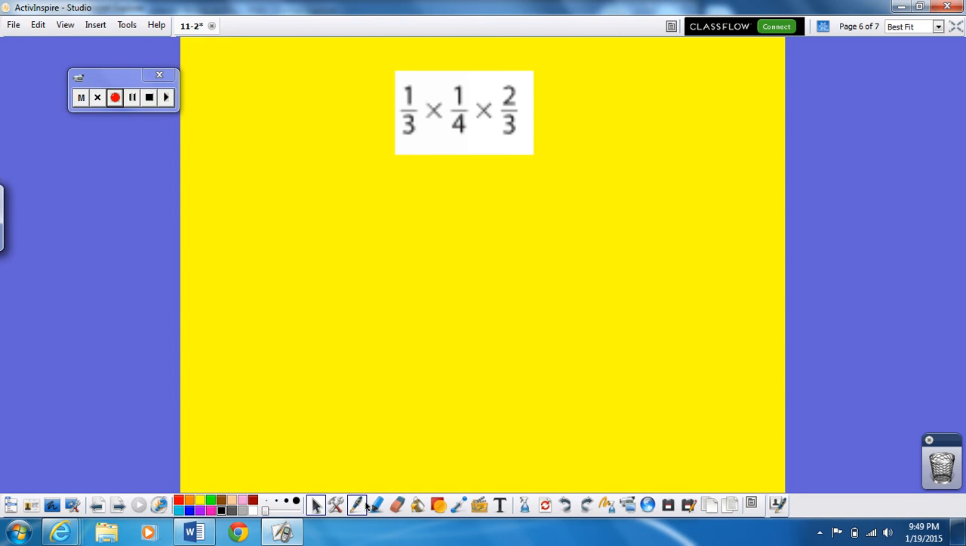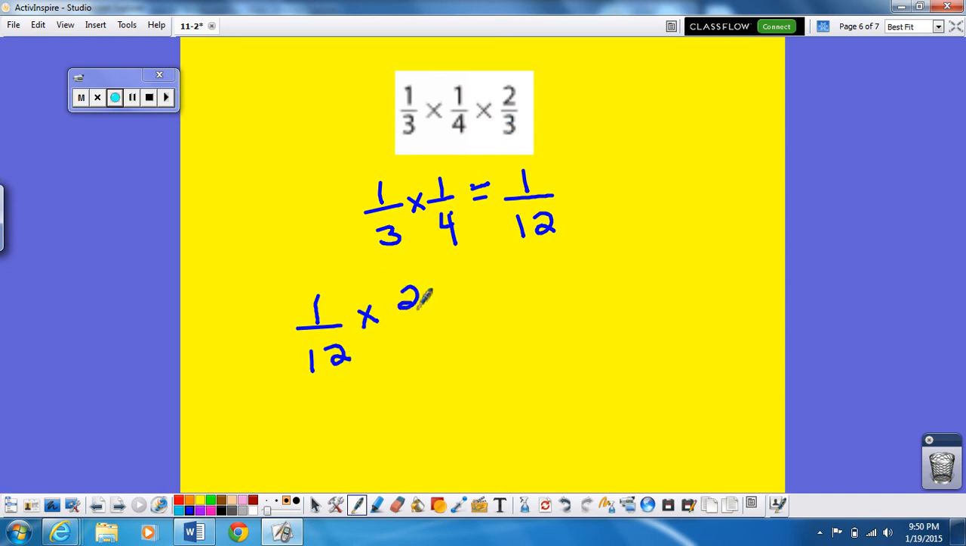Okay? Now, on a problem like this, there are no parentheses, so let's just take it in the order in which it comes. We have 1/3 times 1/4. 1 times 1 is 1, 3 times 4 is 12. So let's bring that down and multiply it times the last factor, 1/12 times 2/3. Nothing in common here, but here they have 2 in common. 2 divided by 2 is 1, 12 divided by 2 is 6. Now let's multiply. 1 times 1 is 1, 6 times 3 is 18. So 1/3 times 1/4 times 2/3 equals 1/18.